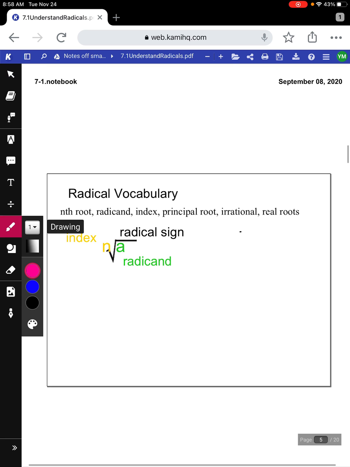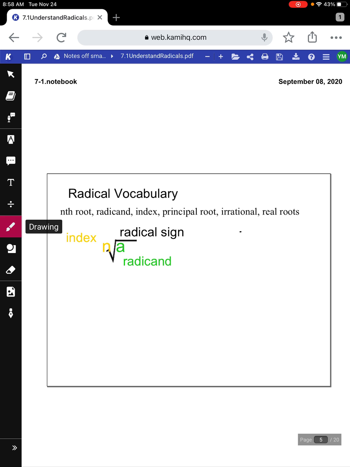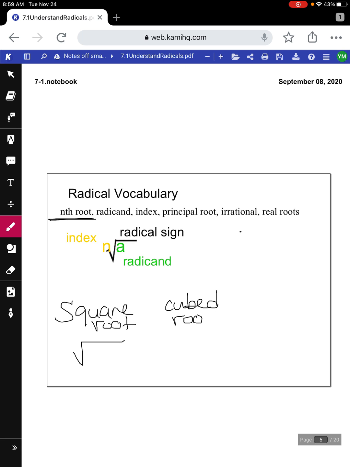Last thing for this slide is some vocabulary, okay? This is most likely all new vocabulary. Nth root, okay? That just means the number root it is. You have square root, which just looks like this. Then you have cubed root, which looks like a little 3 on it, right? But you have all the way up to 125th root. They go on forever. So nth root just means what number root it is.